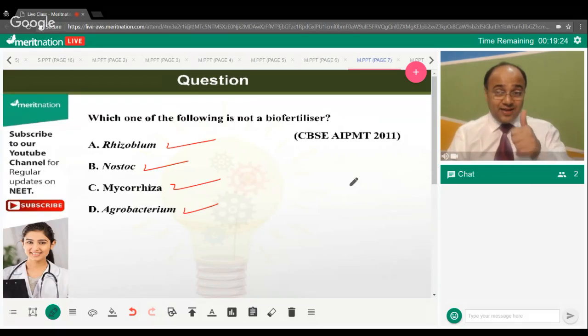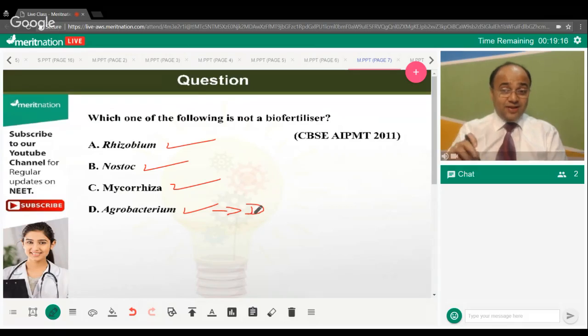Okay, the correct answer, science and tech, is option D. Remember, Agrobacterium is used as a mediator of transformation in plants, right? We have learned about Agrobacterium mediated transformation in our biotechnology chapter. So, option D is the correct option over here.